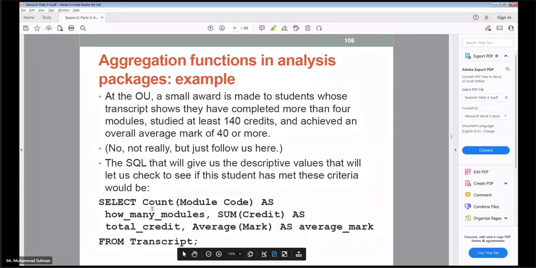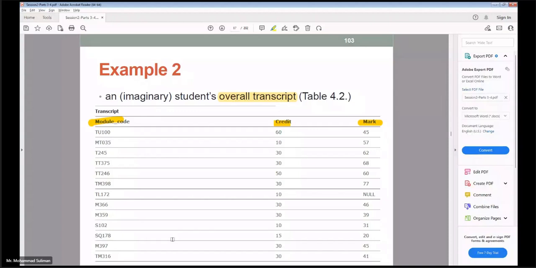So what will this do? It will count the number of courses taken by this student in this transcript, the sum of all the credits taken, and the average of all these marks. Okay, this is all aggregation. So it will generate this result. How many modules has the student taken? 13 modules, a total of 365 credits, and the average marks are 49.25.